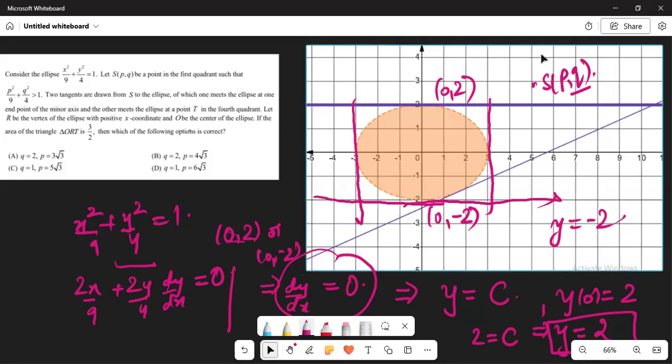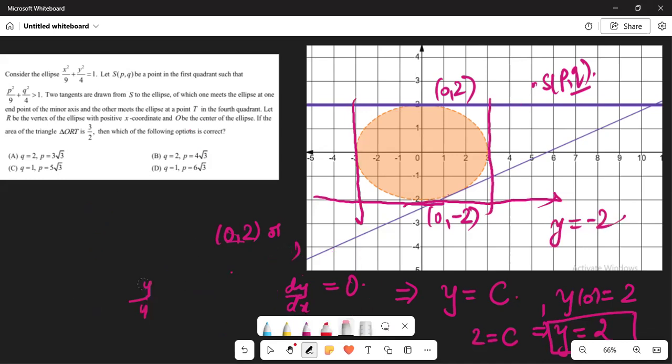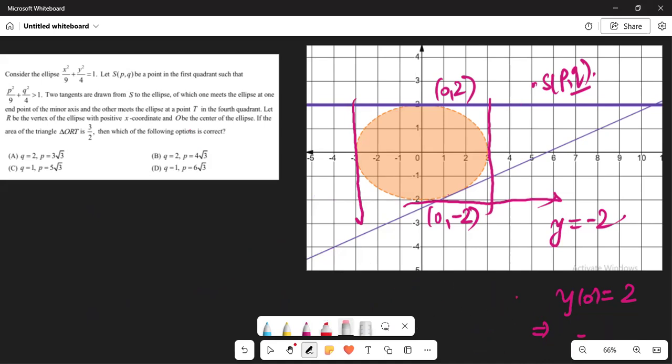Okay. Now, since we have figured out the tangent lines at the co-vertices, that is the endpoints of the minor axis, this will help us to find out S. Ultimately, we have to find out the P and Q. So we will be breaking the question into parts.